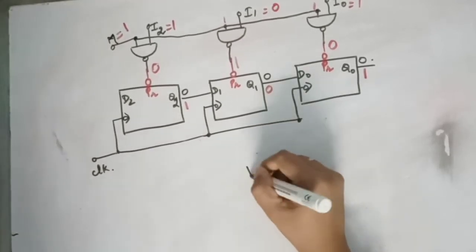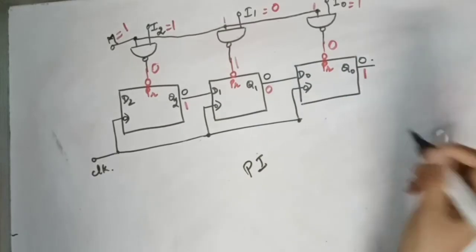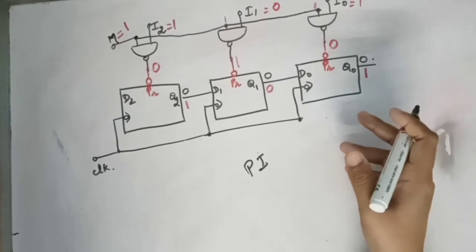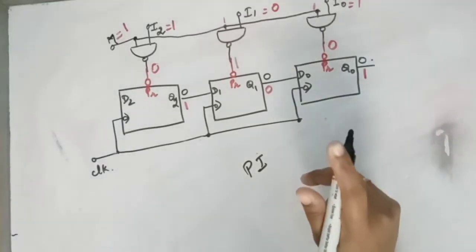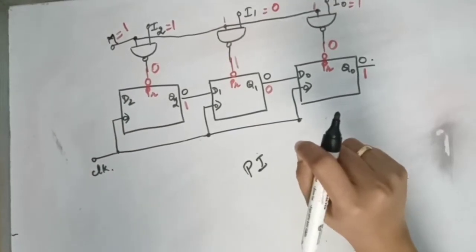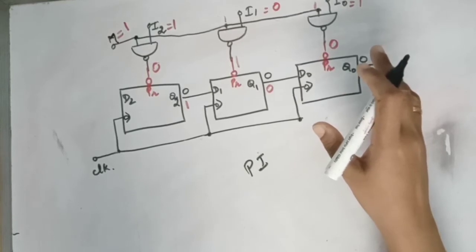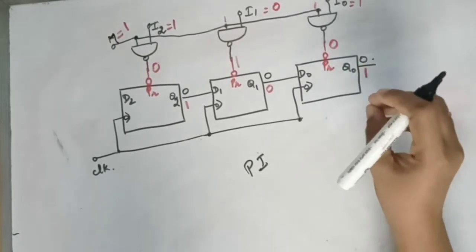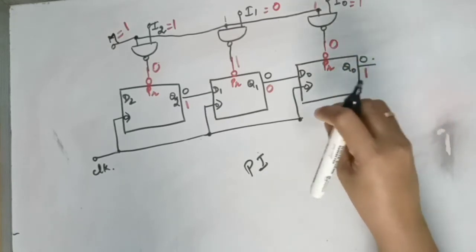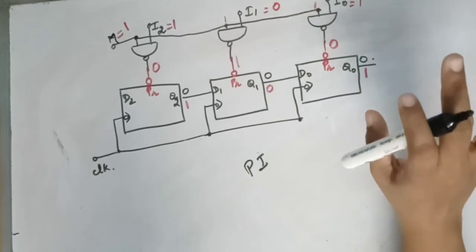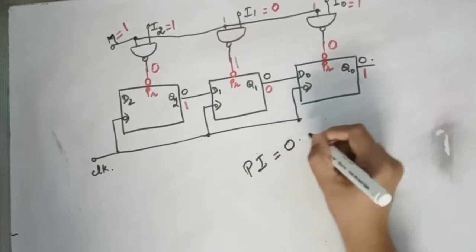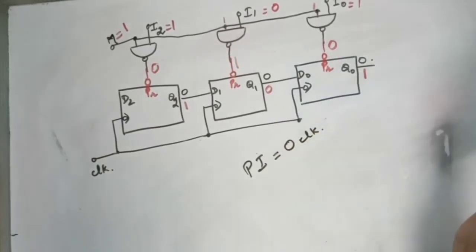So that is parallel input. In the case of parallel input, are we giving any clock pulses to get this? No, because we know that preset and clear are both asynchronous. It does not depend on the clock. So if you give preset or clear at any point of time, irrespective of the clock, that will have an effect. So parallel input does not require any clock cycles.